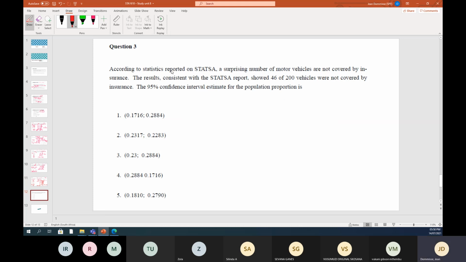So according to statistics reported on Stats SA, a rising number of motor vehicles are not covered by insurance. Results consistent with the Stats SA report showed 46 of 200 vehicles were not covered. The 95% confidence interval estimate for the population proportion.